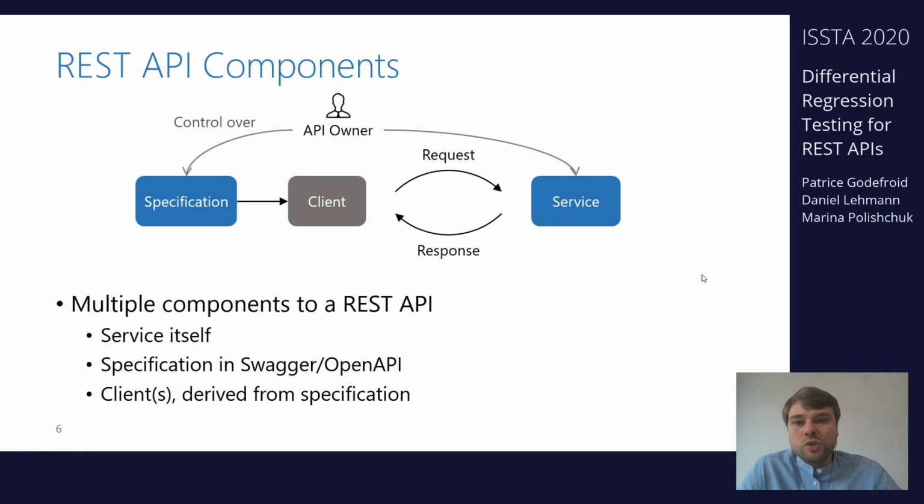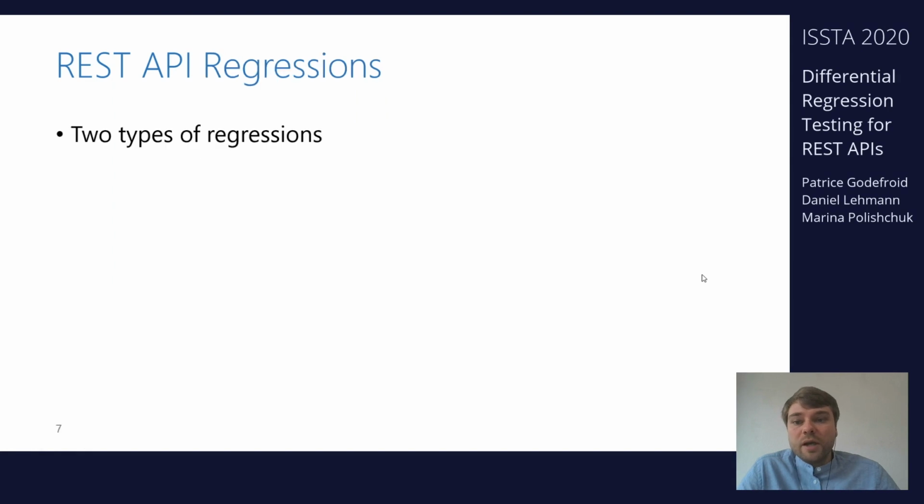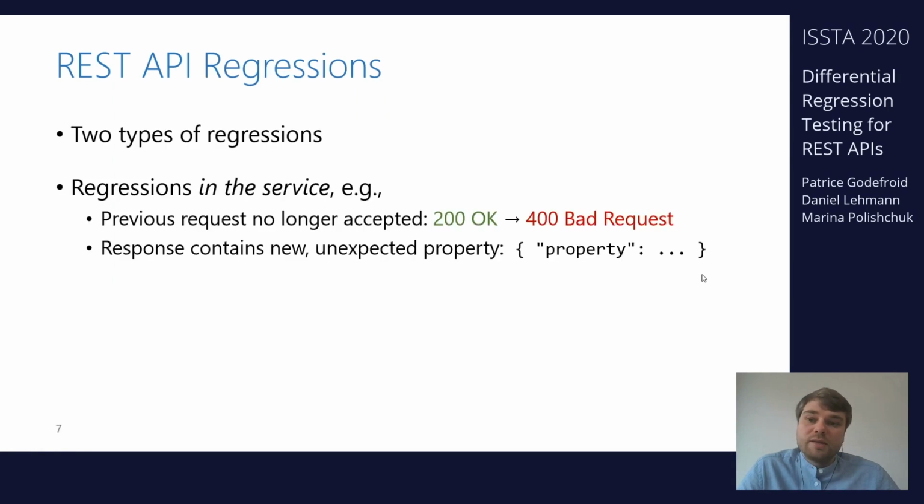Given those 2 software components in a REST API, we observe that there are also 2 different types of regressions in REST APIs. The first type of regression is a regression in the service itself. That could be that a previously accepted request is now no longer accepted. For example, the response changes from 200 OK in the old version to 400 bad request in the new version, which is certainly a breaking change for clients.